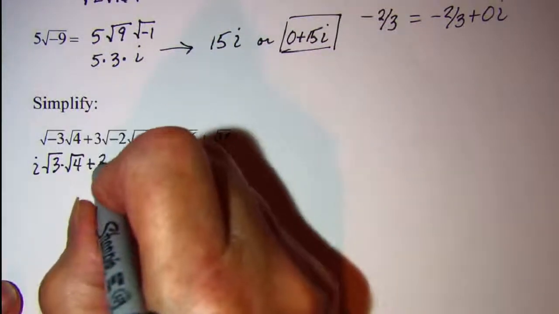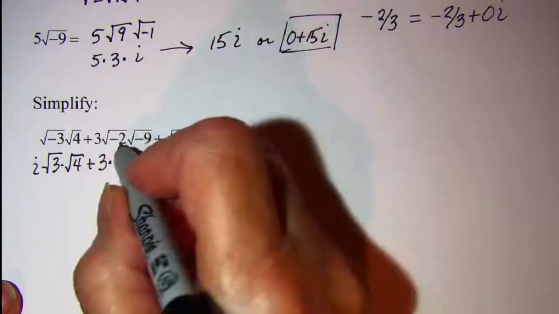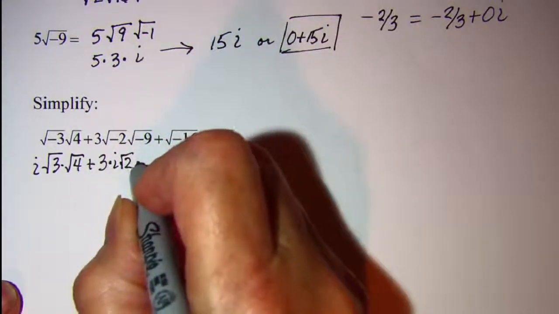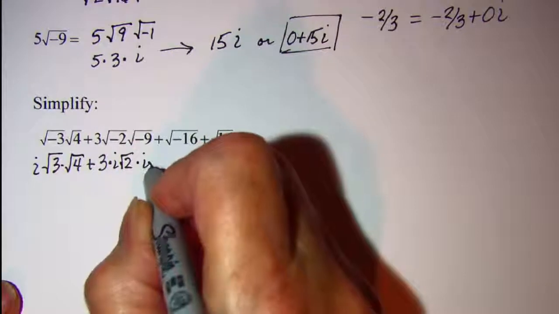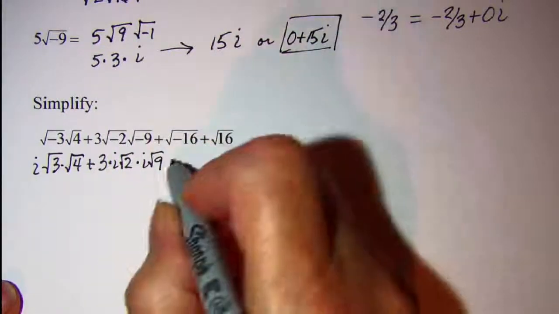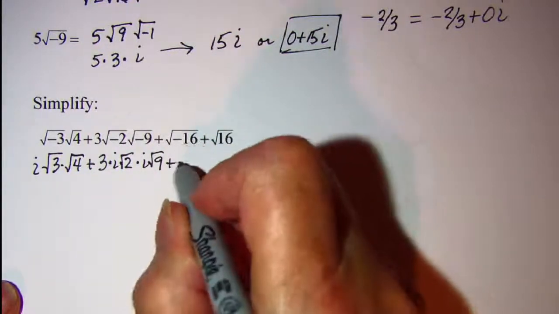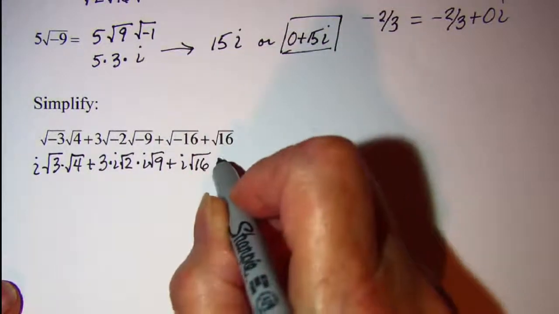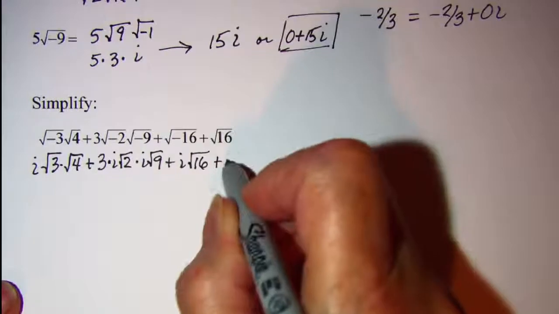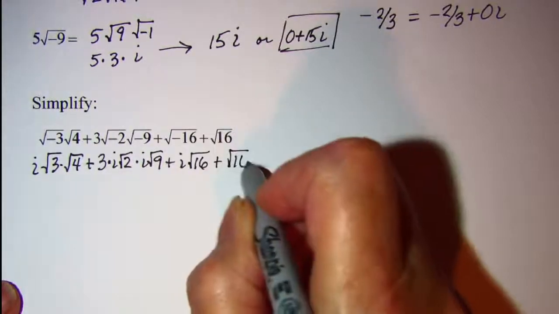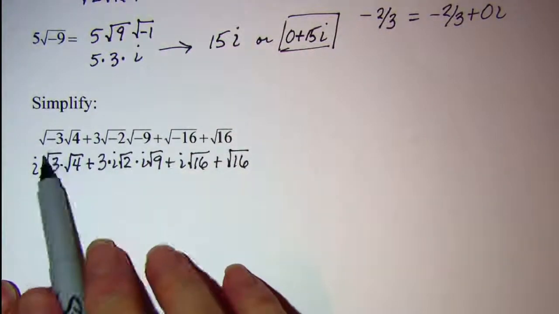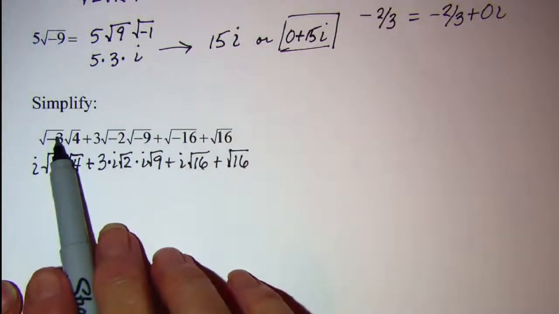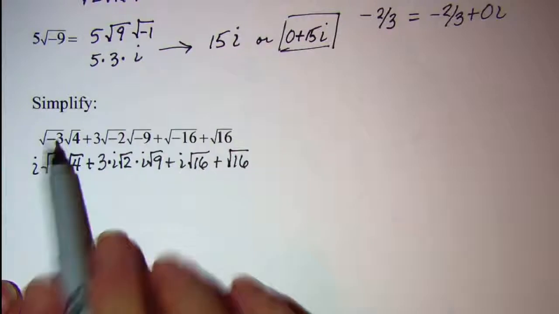And then here we have 3 times i root 2 times i root 9. And here we have i root 16. And this one's just root 16. So notice that all I did was, if I have a negative under the radical, I made it i times that radical.